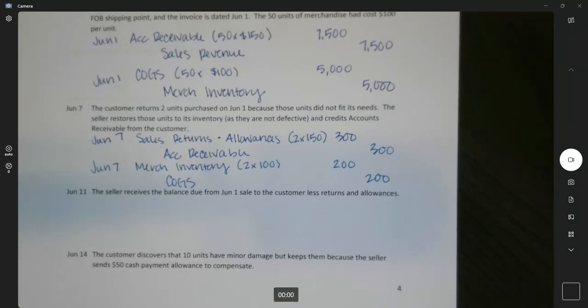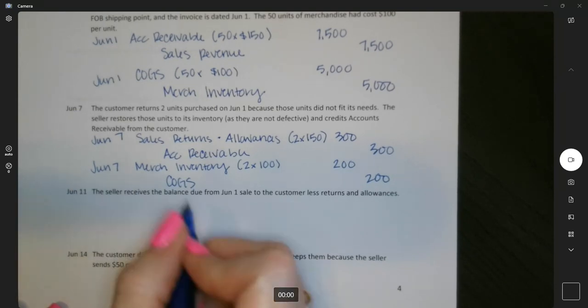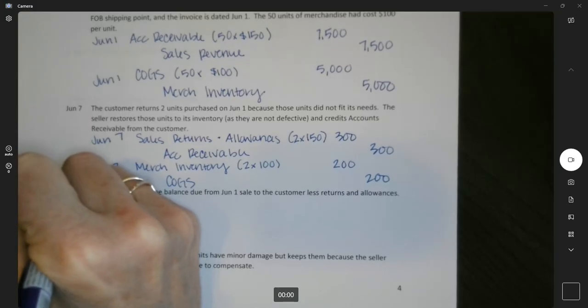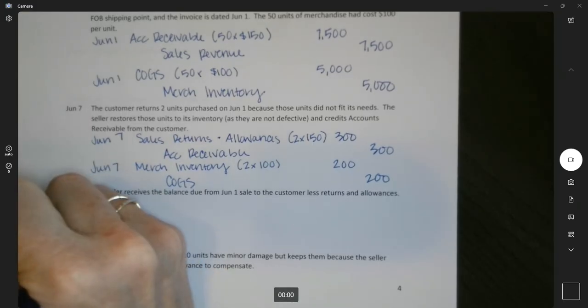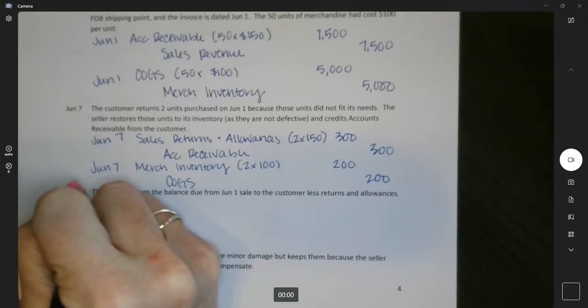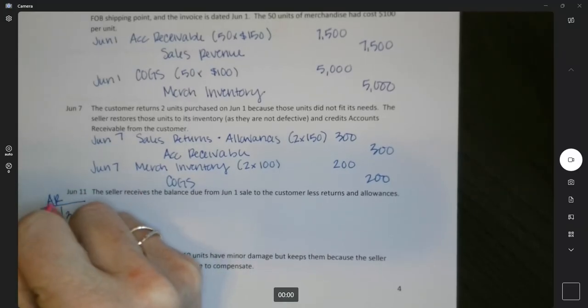Next up, the seller receives the balance due from the June 1st sale minus any returns and allowances. So we will determine what our accounts receivable looks like. Initially, we debited it $7,500, but then we credited it $300. So the balance is $7,200.